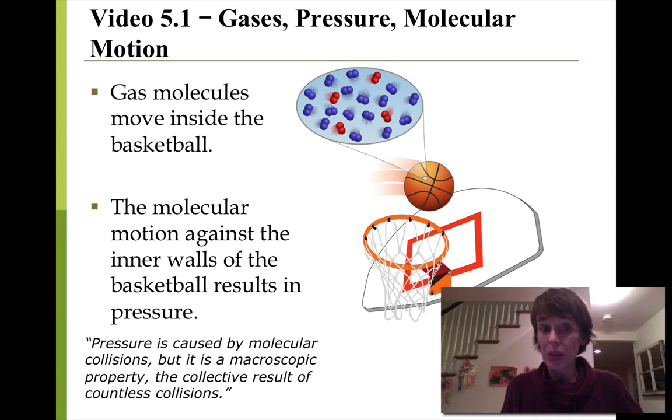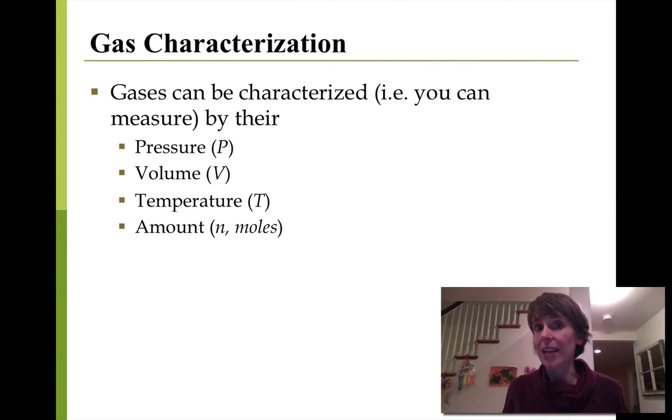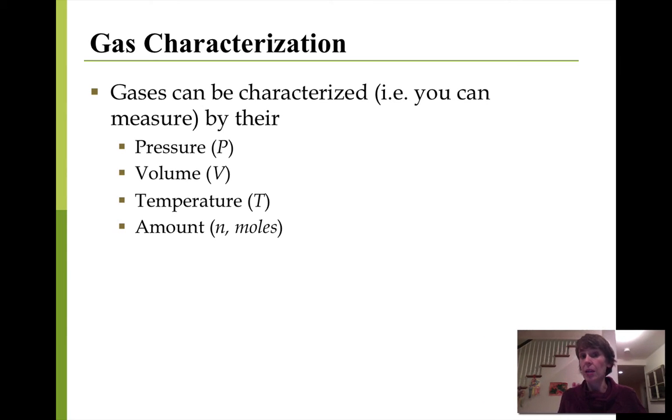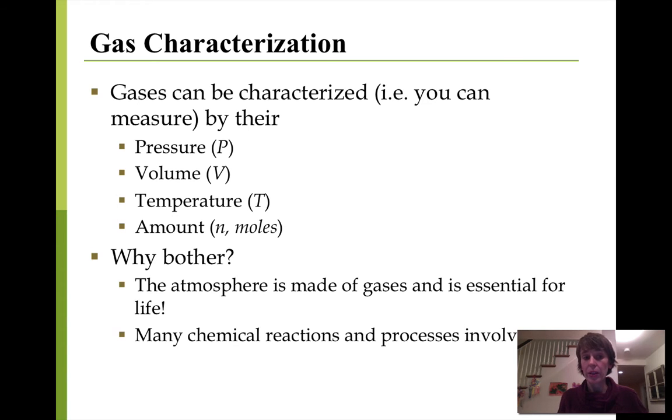So a nice quote I like from the textbook is that pressure is caused by these individual collisions, but the overall property is really the collective result of lots and lots of these molecules. So we can characterize gases with a number of measurements: pressure, volume, temperature, and the number of moles of gas present. And these are abbreviated with the symbols that are listed here.